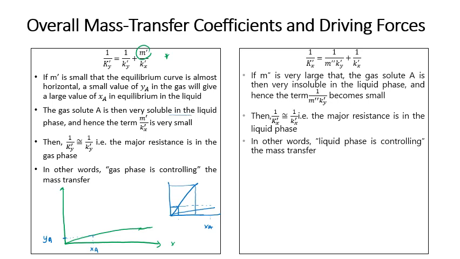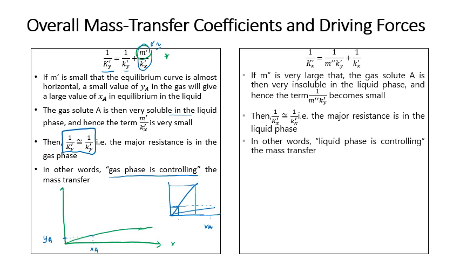And then the term here is very small because there's no resistance in the liquid phase, because the gas is very soluble in the liquid phase. Because this term is very small, it becomes negligible. So 1 over capital Ky prime would be almost equal to 1 over small ky prime, i.e. the major resistance is in the gas phase, the gas film. So in other words, the gas phase is controlling the mass transfer. Normally this would be the case for absorption.